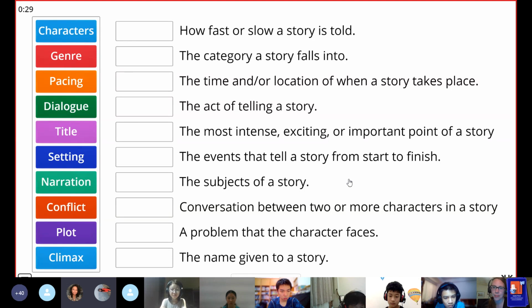Okay, let's take a look at each of these and let's find the matching word for them. All right, our first definition is how fast or slow a story is told. Does anyone have an idea? I'm curious. Raise your hand if you have a guess on what word matches this definition.